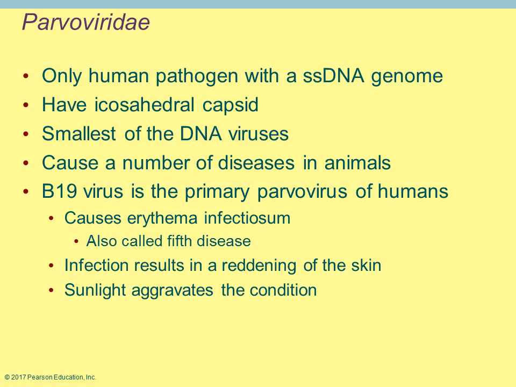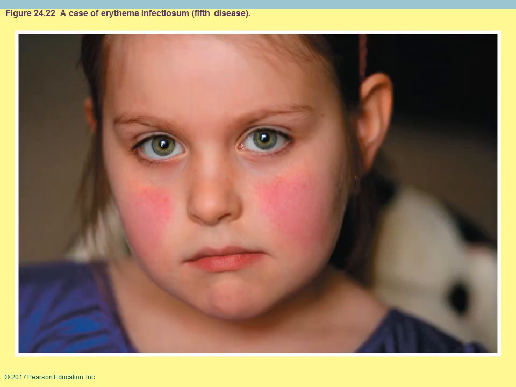Parviviridae is the only human pathogen that now has a single-stranded DNA genome. It's the smallest of the DNA viruses that can cause a number of diseases in animals. In humans, the B19 virus causes what's classically known as the fifth disease. This causes a reddening of the skin, and being out in the sun will aggravate that condition.